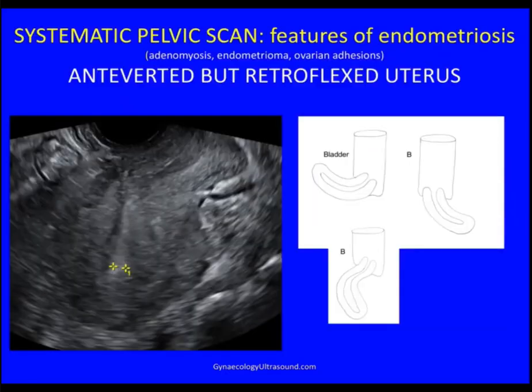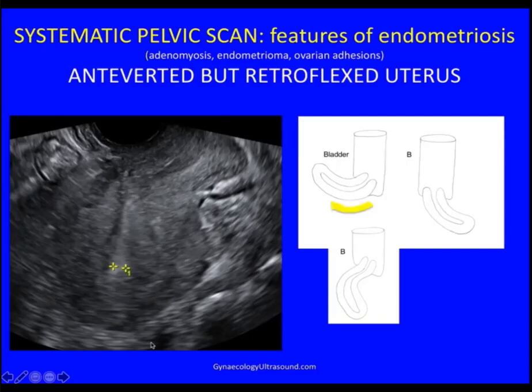So starting the systematic pelvic scan, looking for features of endometriosis. In this example, you can see that this uterus is anteverted but retroflexed, and that's at the time when you need to start looking for adhesions behind the uterus.